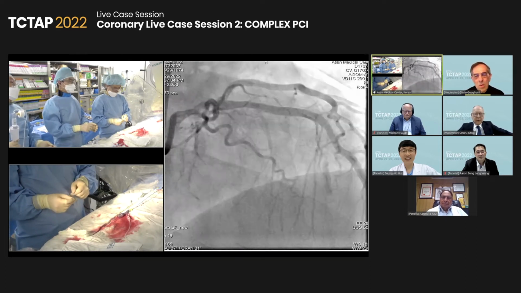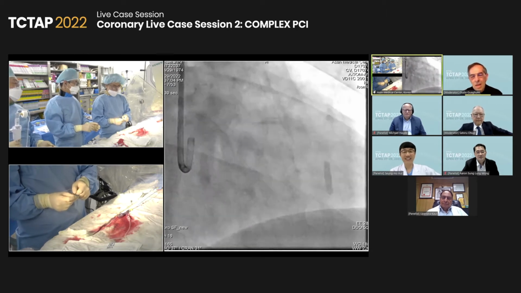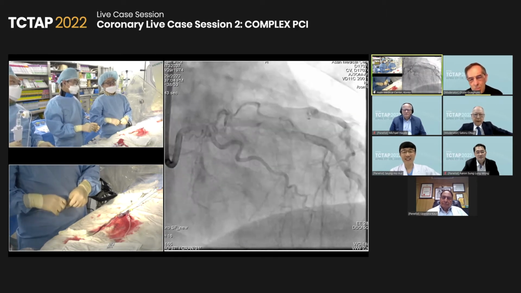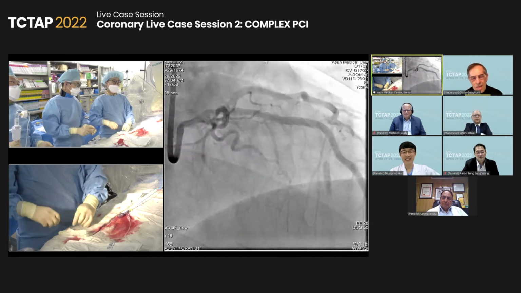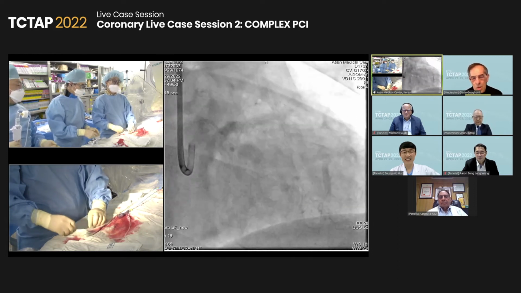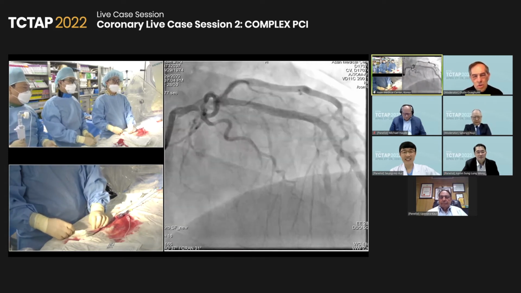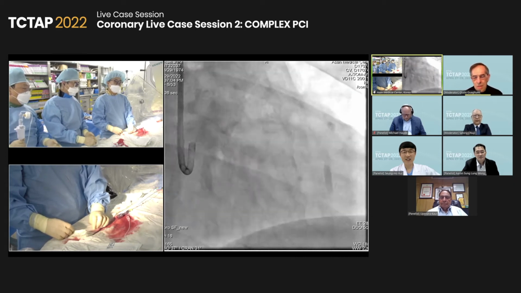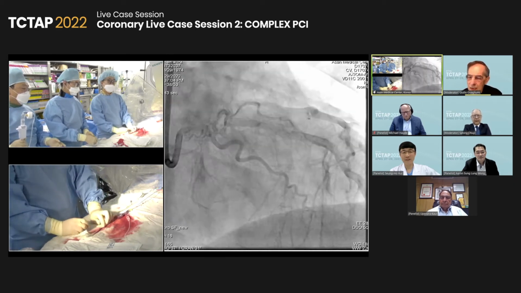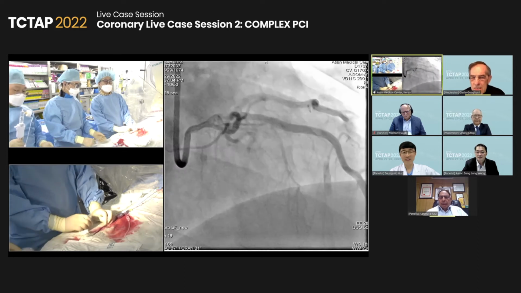Okay, now the question was, if you have a plaque with this high burden at the ostium of the LAD, why not also check the ostium of the circ to make a decision about the strategy? Dr. Upendra Kaul, what do you think of that?